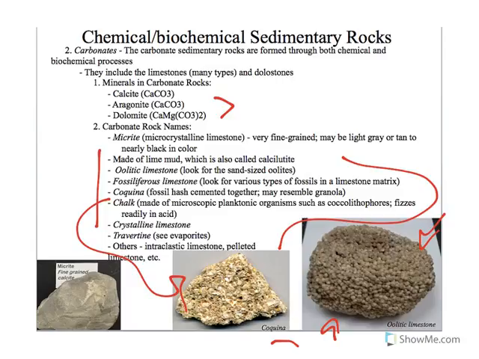Chalk is also a carbonate, the chalk that you write with on the chalkboard. It's made of these microscopic organisms called coccolithophores. We're going to talk more about those, especially when we get to the Cretaceous in age.